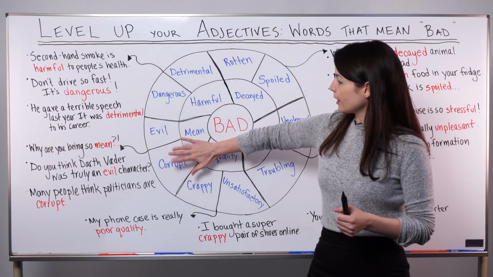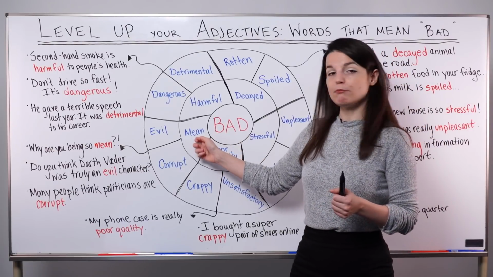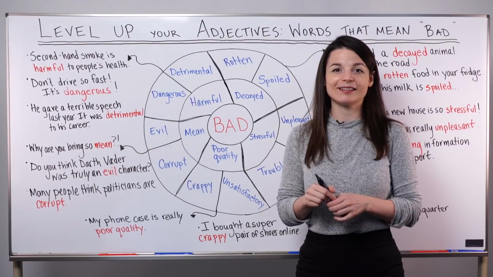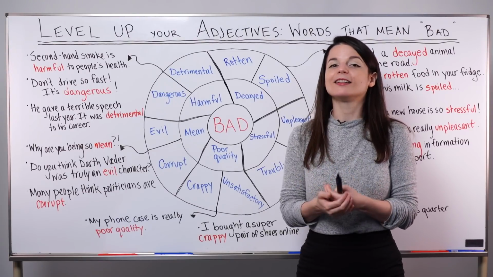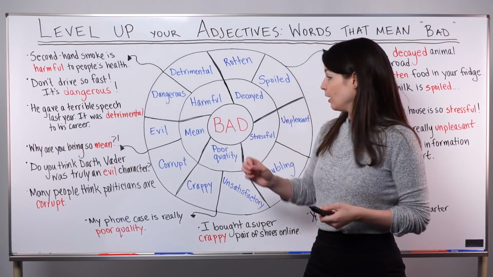Let's move on to the next group then, this group here. So the base word in this group is mean. So mean is very commonly used among kids for someone who is being unkind. Someone is unkind, we can say that person is mean.